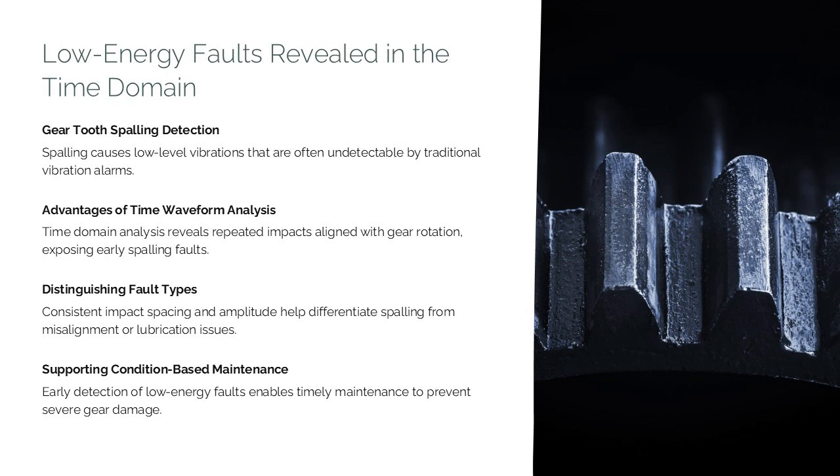Even when peak vibration levels remain low, the consistent presence of these impacts in the waveform provides clear evidence of surface degradation. By examining the spacing and amplitude consistency of the impacts, engineers can distinguish spalling from other issues such as misalignment or lubrication problems. This ability to detect low-energy faults early supports condition-based maintenance strategies and helps prevent progression to more severe damage.